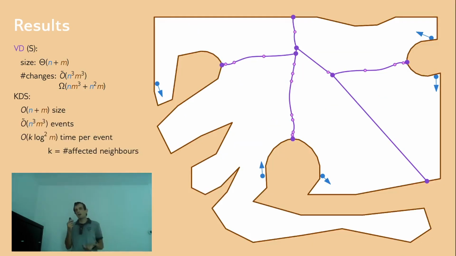Based on these results, we also get a kinetic data structure for maintaining the entire diagram. It has linear size. We're processing these m³ events, this time in k log squared n time per event, where k is the maximum number of neighbors that a point has. So if I have a blue point, then k is the number of neighboring Voronoi cells of this site. And ideally we would get rid of this k, but that seems pretty tricky.